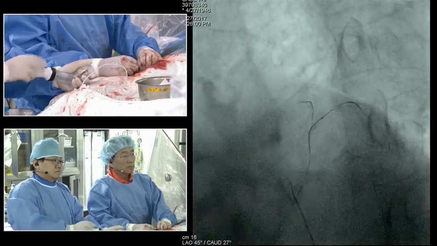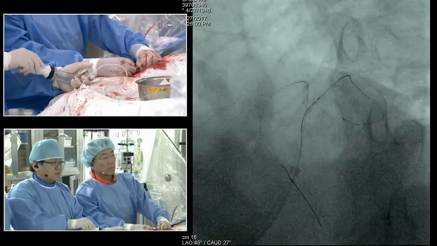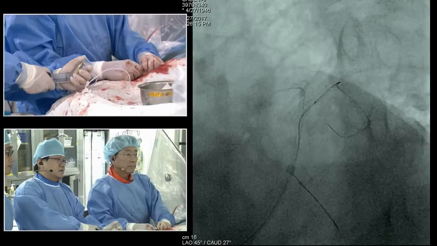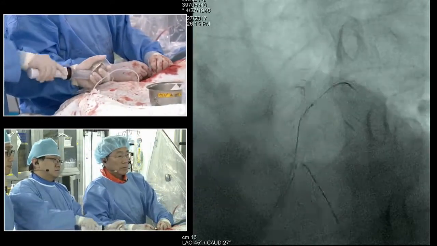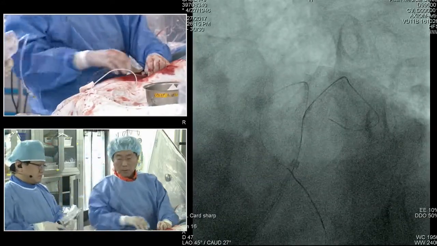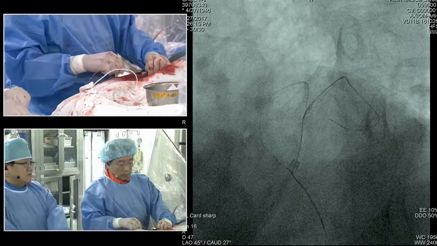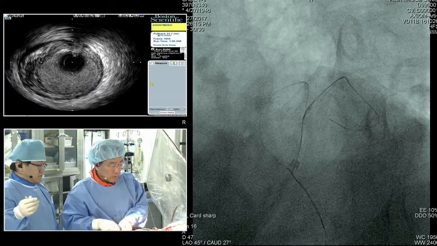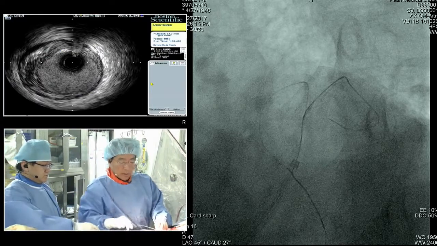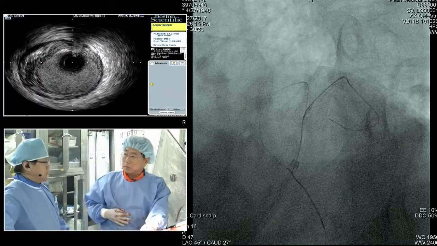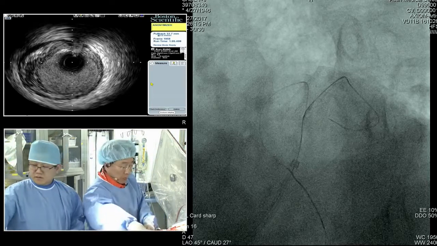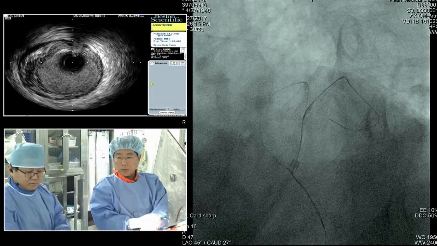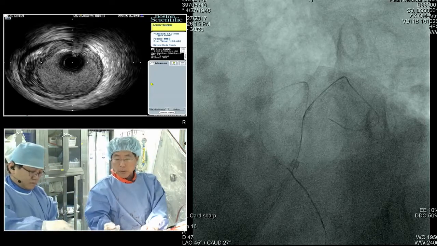Okay, why not? Inflate. More, 16. 1.4. 18. 1.4. Okay, deflate. I want to have a 1.5, one more. All right, it's more. I want a stable procedure, a gradual dilation, and finally, I want to use the 2.75 non-compliant balloon. The reason is that the reference vessel of the diagonal branch is quite large, almost 3.